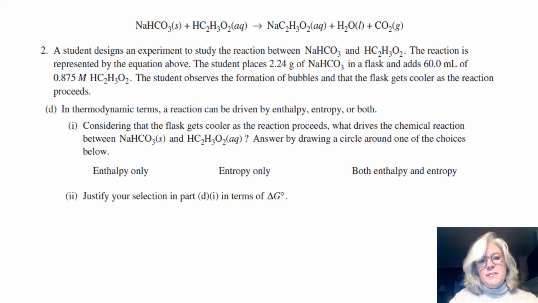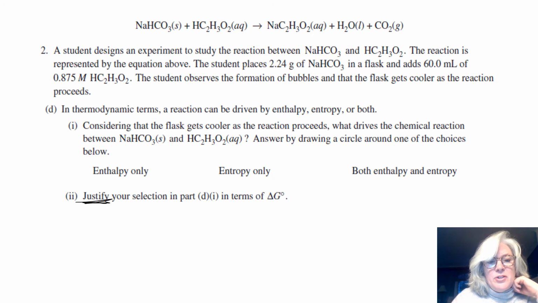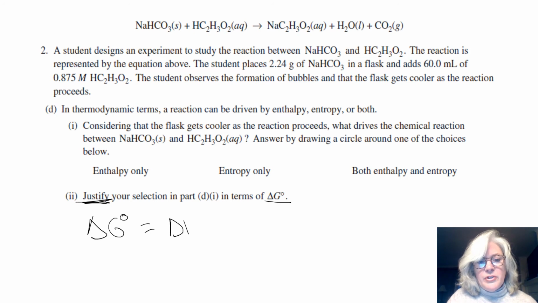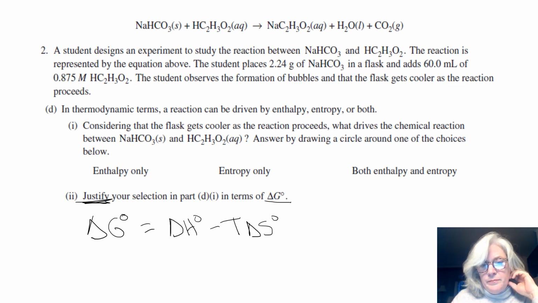So the second part of this, they want to justify, and here's where you get into the math. Justify your selection in part D in terms of delta G. So that's your Gibbs free energy. So the formula that you're going to use here is delta G is equal to your change in enthalpy naught minus temperature times the change in delta S. You want delta G to be negative. That makes it spontaneous. Okay.